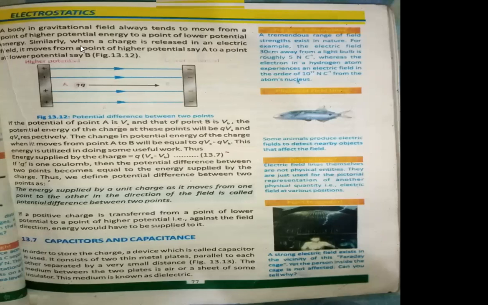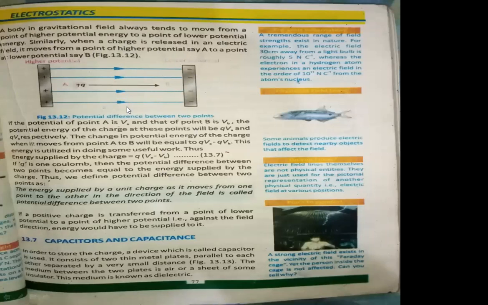A body in a gravitational field always tends to move from a point of higher potential energy to a point of lower potential energy. This is the higher potential and this is the lower potential. Similarly, when a charge, a unit positive charge Q, is released in an electric field, it moves from a point of higher potential, say A, to a point of lower potential, say B. This is point A, higher potential, and this is point B, lower potential.